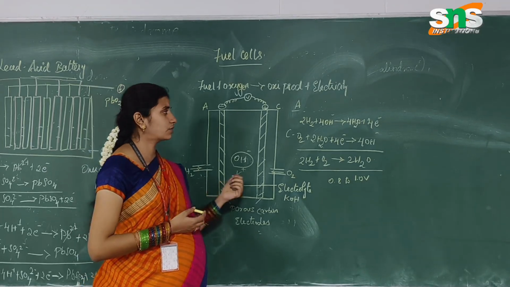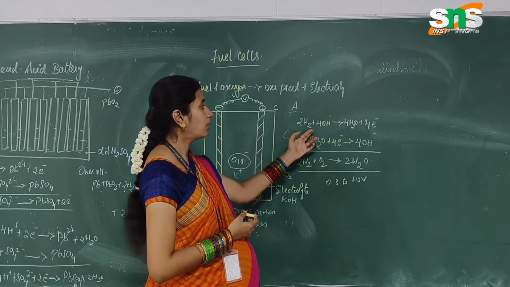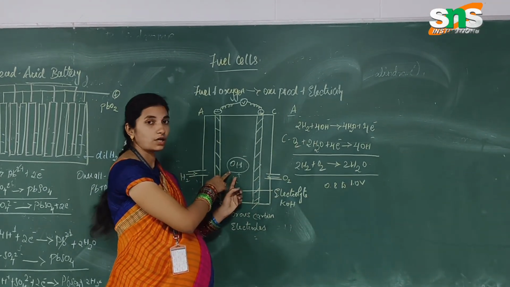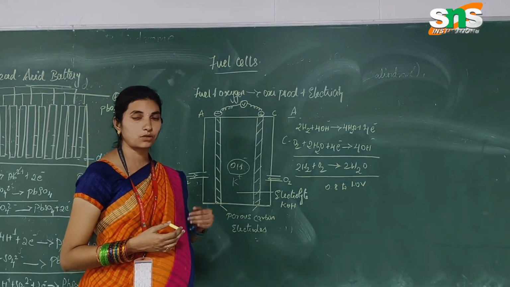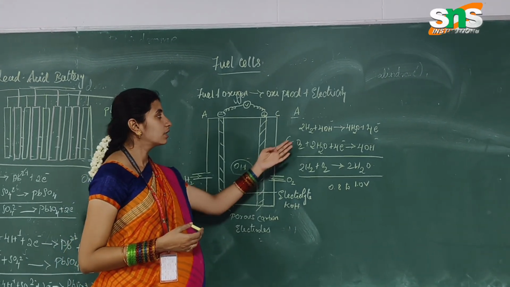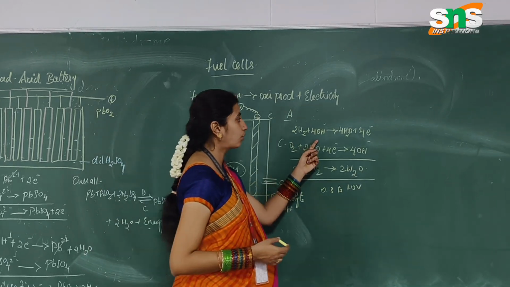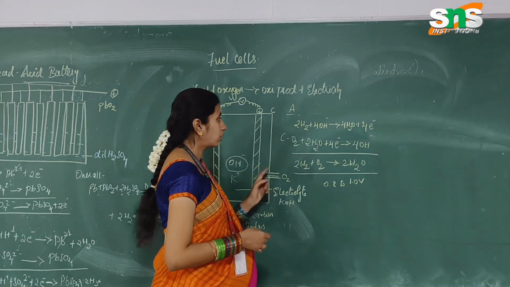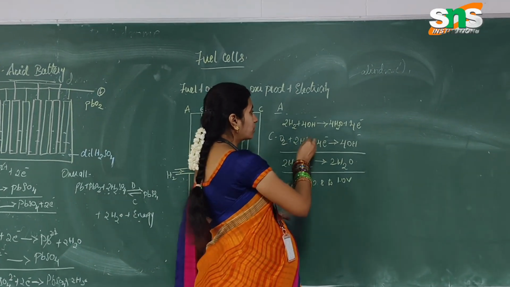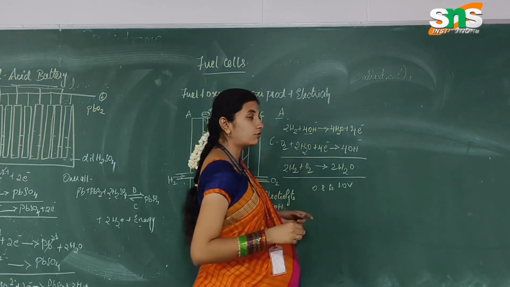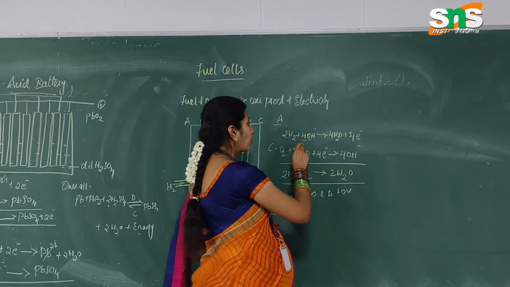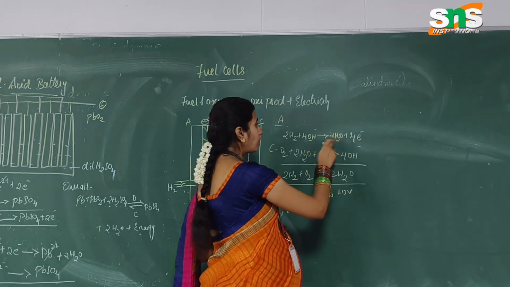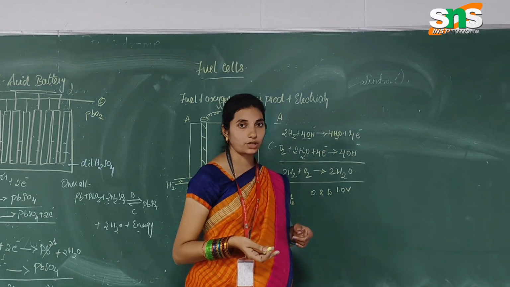At the anode, hydrogen reacts: 2H2 plus 4OH minus gives 4H2O plus 4e minus, with the loss of electrons.